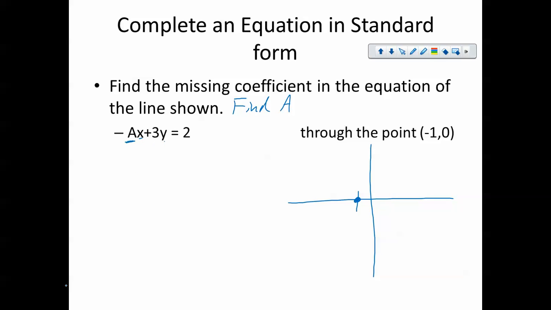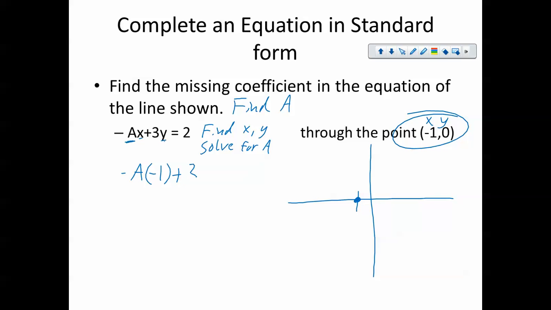Do we have information about x and y? Because if we can find values for the x and y, we can plug those in, and we can solve for a. So find x, y, solve for a. And as it turns out, look what we have right there. That's a point. It's an x value, and it's a y value, which means I can take these values and plug them in for x and y. So let's do it. Negative a times negative 1 plus 3 times 0 equals 2.